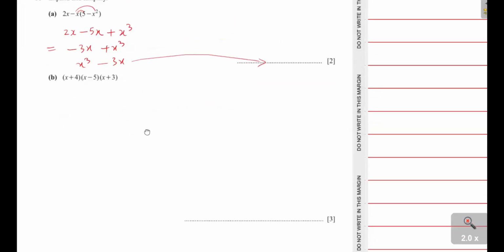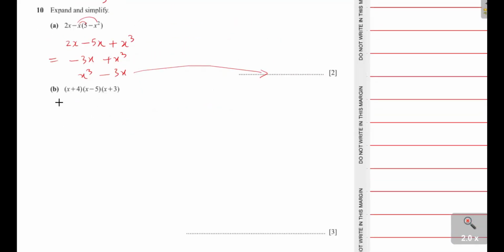Next question, part B. Expand and simplify x plus 4 into x minus 5 into x plus 3. Firstly, we will write x plus 4 as it is. Then we will expand x minus 5 into x plus 3. To expand x minus 5 into x plus 3, we will multiply x into x and then x into 3. We get x squared plus 3x. Next, minus 5 into x, we get minus 5x, minus 5 into 3, and this value becomes minus 15.